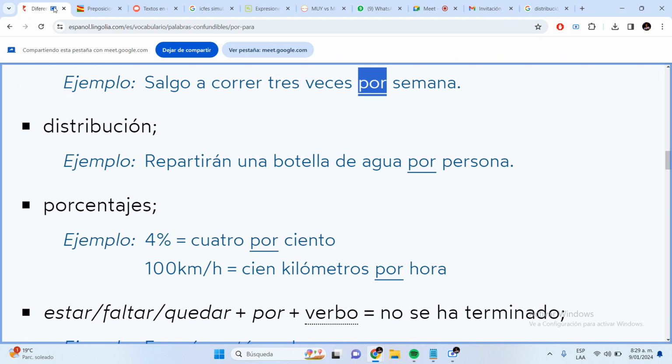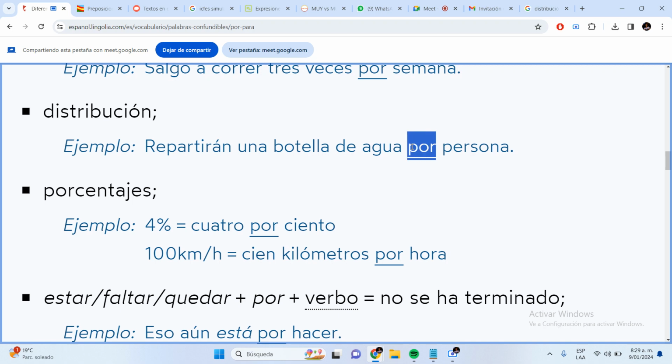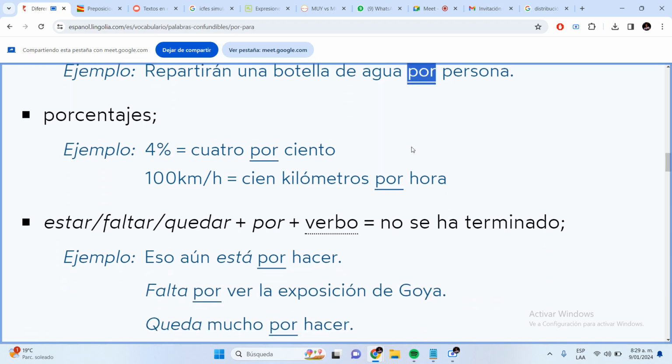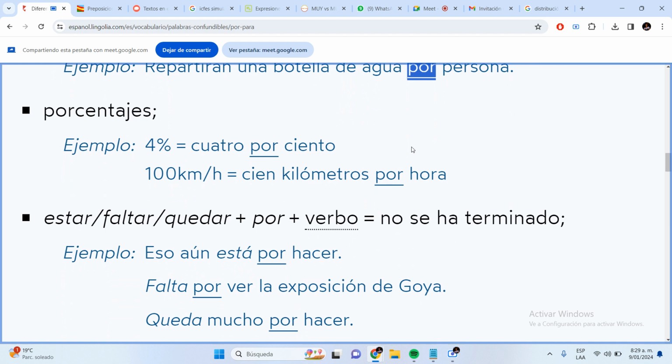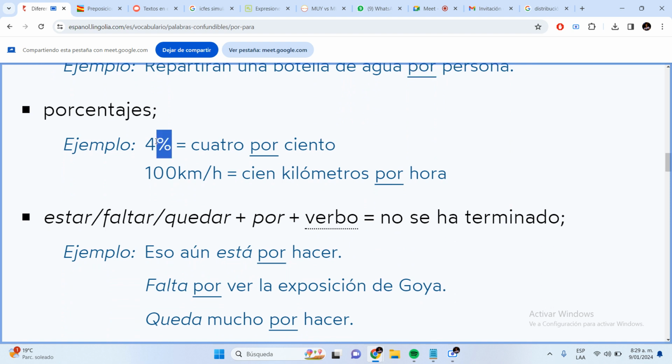So when we're talking about distribution, or you're going to divide something, we're going to use por. So, for example, repartirán una botella de agua por persona. So they're going to give a bottle of water to each person. So it's por. Also, every time you say something like 4%, it's por ciento. The translation of percent is por ciento.